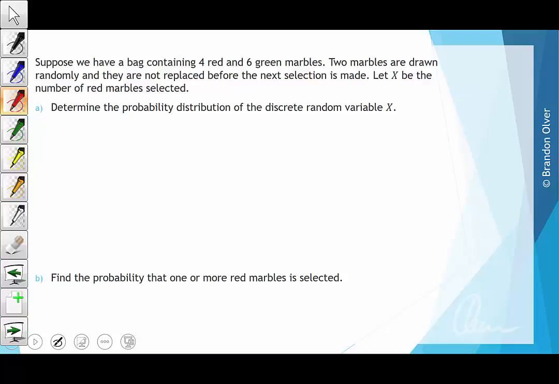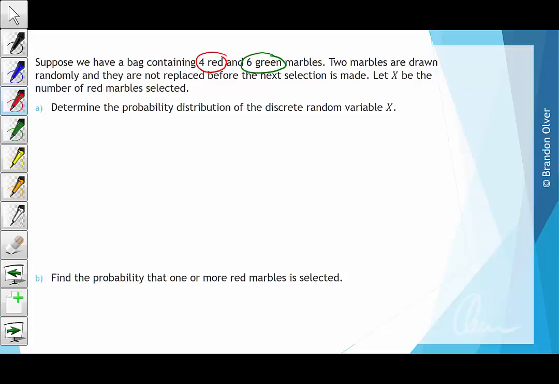Suppose we have a bag containing 4 red and 6 green marbles. 2 marbles are drawn randomly and they are not replaced before the next selection is made. Let X be the number of red marbles selected. Determine the probability distribution for the discrete random variable X.